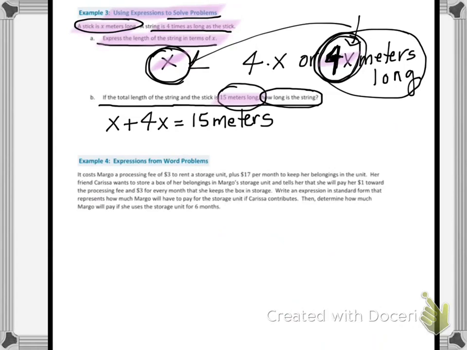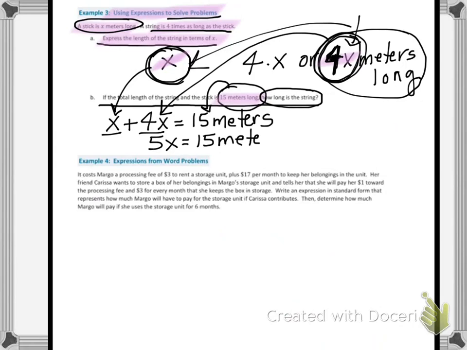Yeah, so we have, because the x comes from here, because that's the length of the stick. The 4x comes from there, that's the length of the string. And then 15 meters, of course, comes from here, because I need this bit of information. All right. Now, if we combine terms here, x and 4x, we could just simply say 5x equals 15 meters.